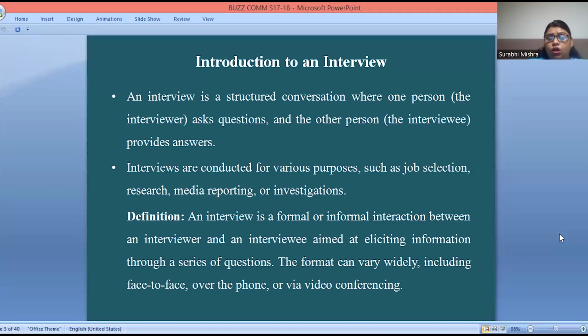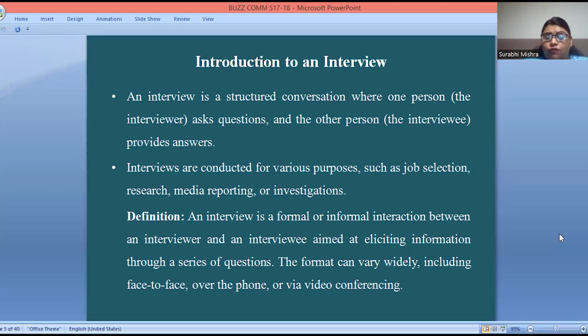An interview is a formal or informal interaction between an interviewer and an interviewee, which is aimed at eliciting information through a series of questions. The format can vary widely, including a face to face interview, a phone interview, a video conferencing interview, or a panel interview, right?